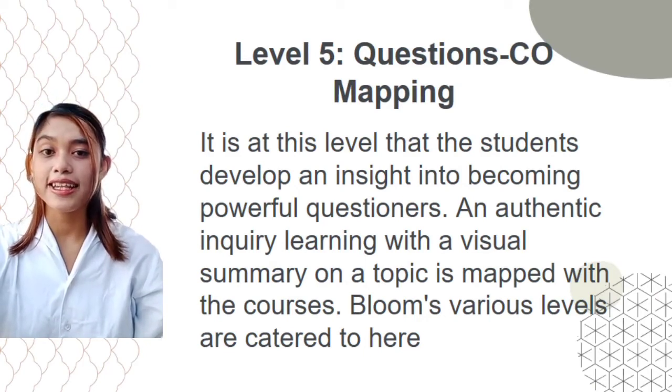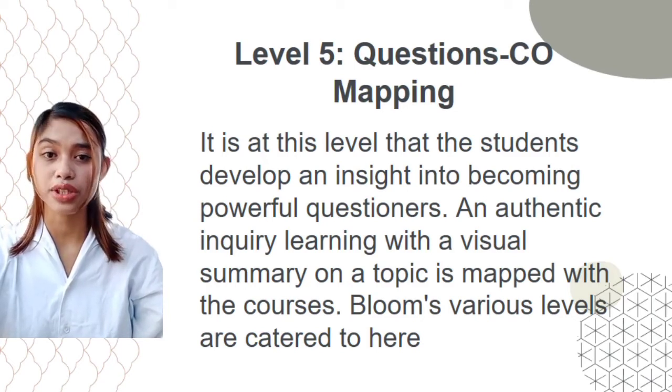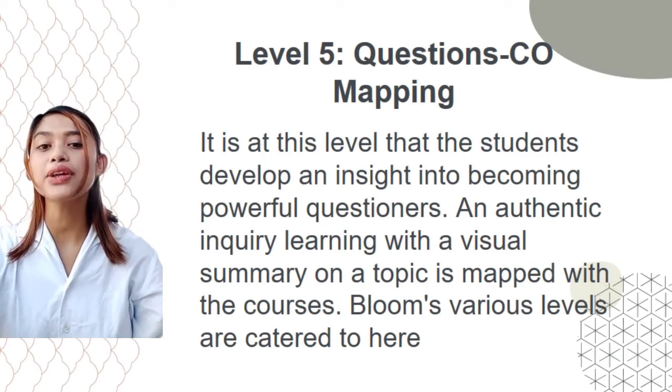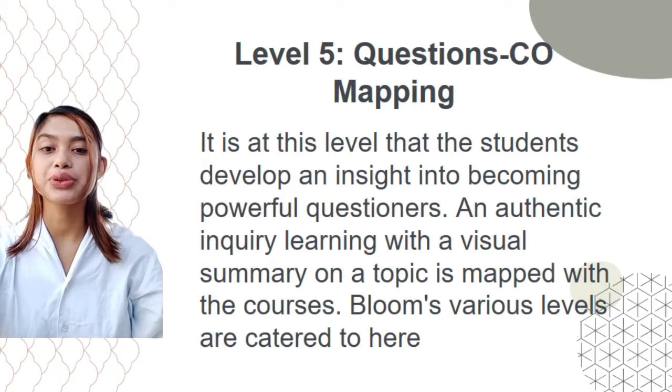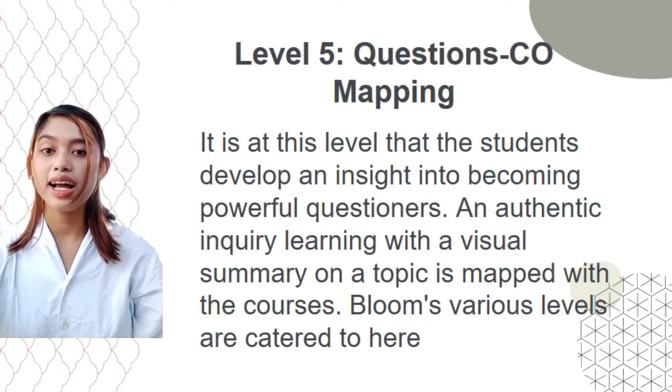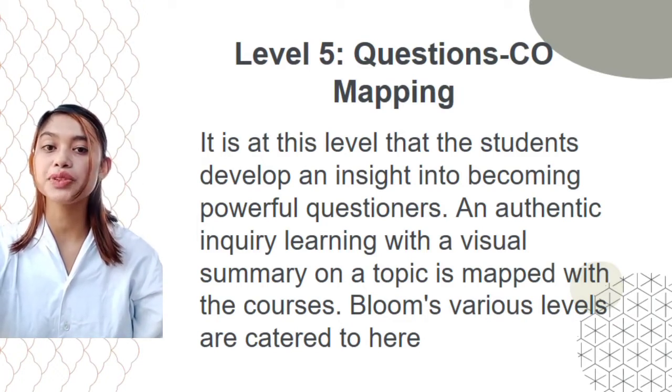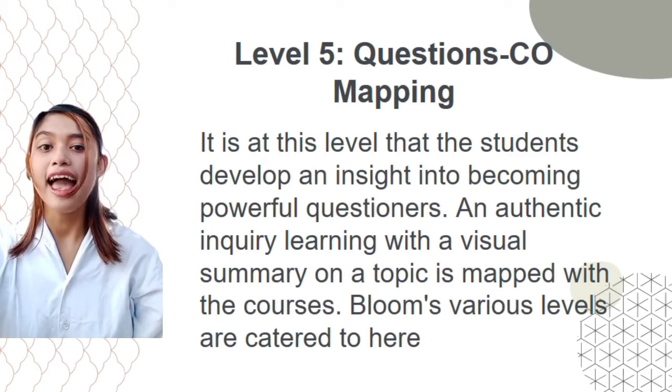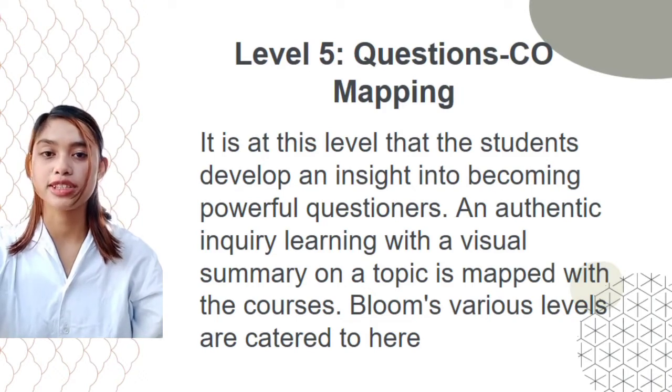It is at this level that the students develop an insight into becoming powerful questioners. An authentic inquiry learning with a visual summary on a topic is mapped with the courses. So Bloom's taxonomy's various levels are catered to here. Those 5 levels of mapping articulate how curriculum and learning goals match together. As a next step, gathering evidence of the students' learning follows, which involves determining assessment methods and identifying measures.